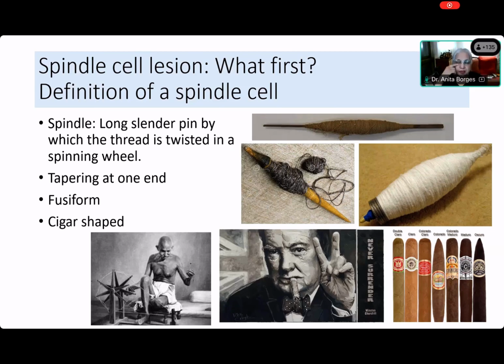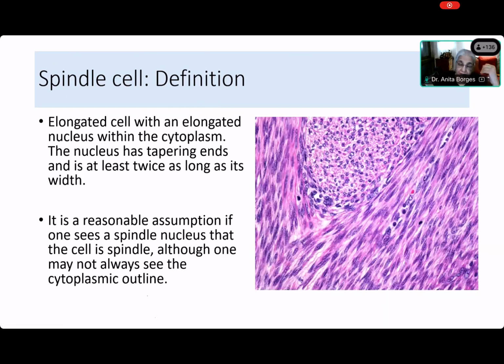So essentially, what all of you are saying is that a spindle cell is defined, as Elsa said, by its nucleus, provided that nucleus is within an elongated cell. Have I understood all of you right? Yes, because that's the definition of a spindle cell. It's an elongated cell with an elongated nucleus within the cytoplasm. Okay, I think that's very important. It has to be within the cytoplasm. The nucleus has tapering ends and is at least twice as long as its width.